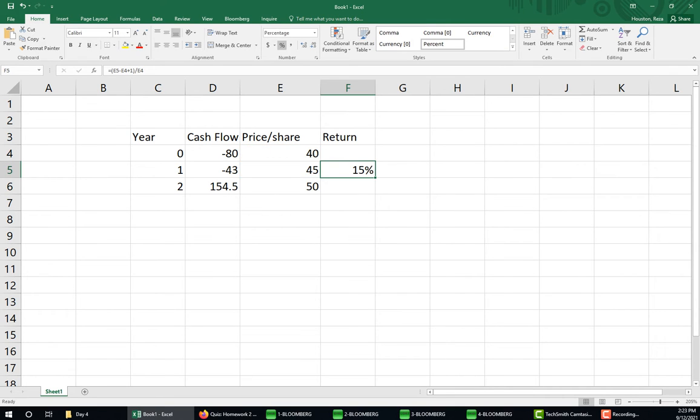So our return in year 1 is 15%, and our return in year 2 is just the $50 at the end minus the $45 at the beginning, plus the $1.50 per share dividend, divided by the price at the beginning. So about 14.4%.